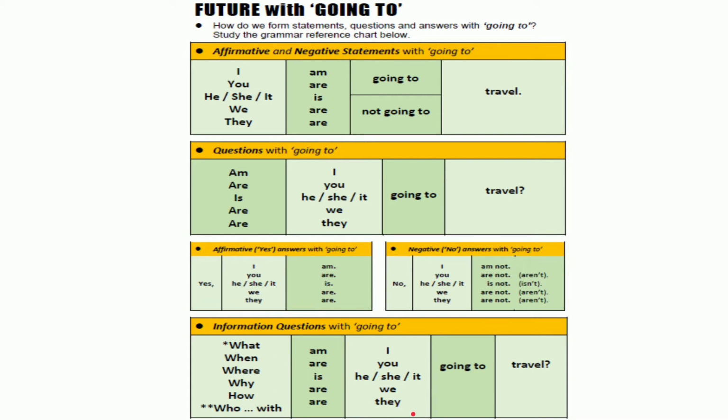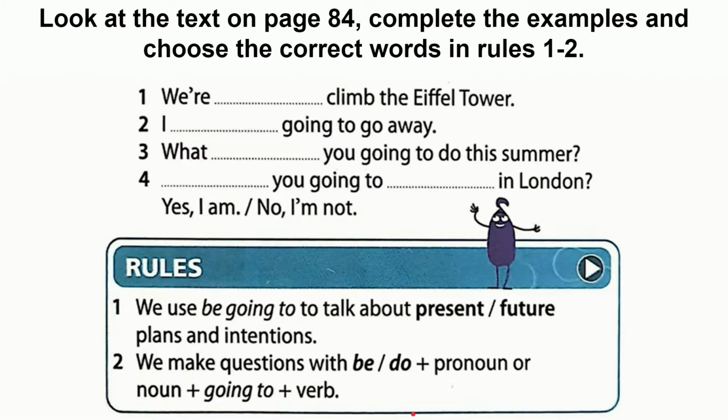Let's see more examples to understand. Look at the text on page 84. Complete the examples and choose the correct words in rules 1 to 2. Let's look at 1 to 4 first. We are going to climb the Eiffel Tower. You are going to do it. We are going to climb the Eiffel Tower. How about 5? I'm not going to go away. These are the examples from page 84.